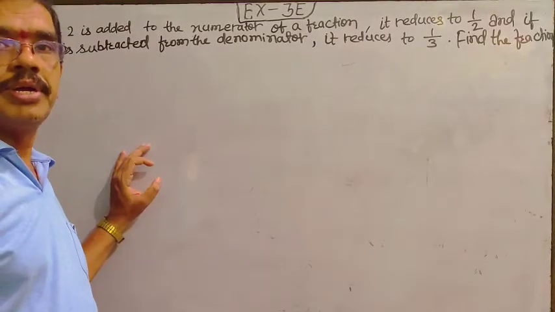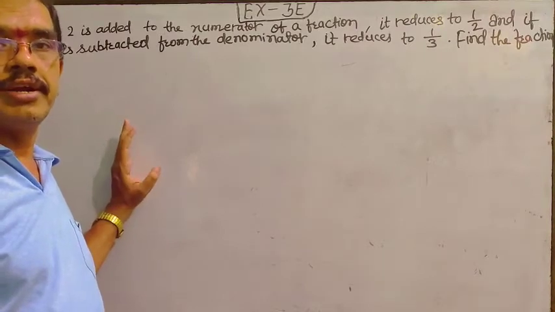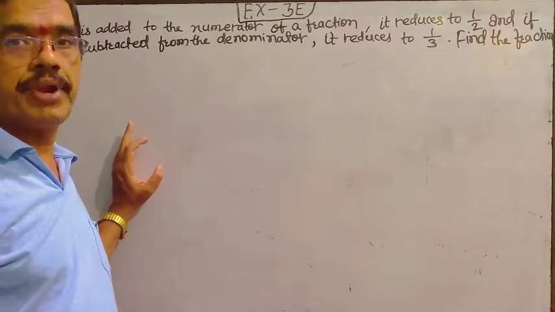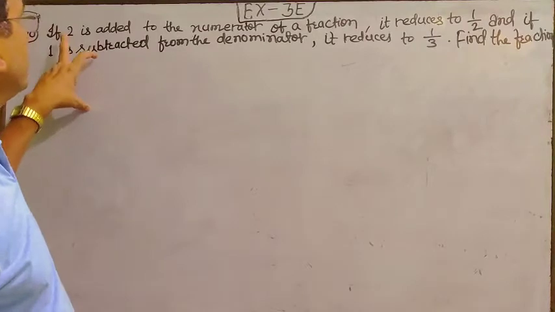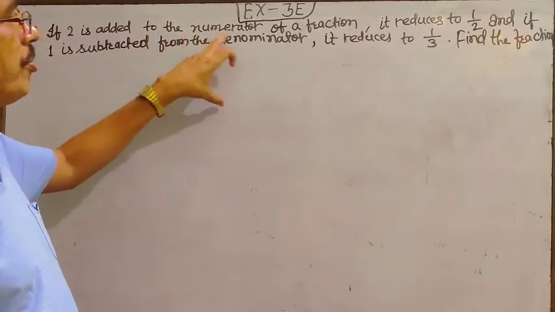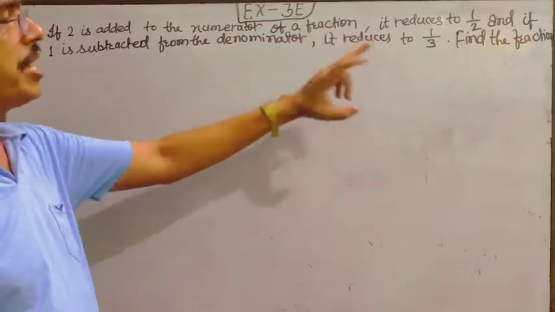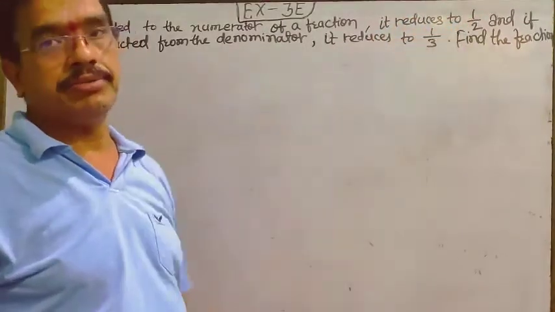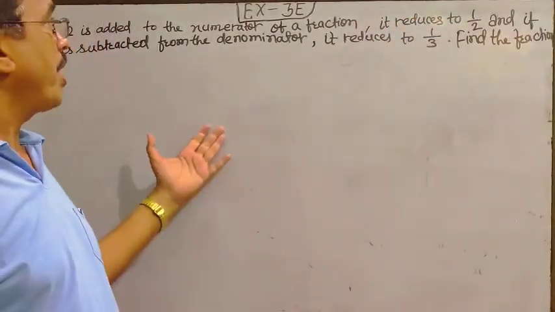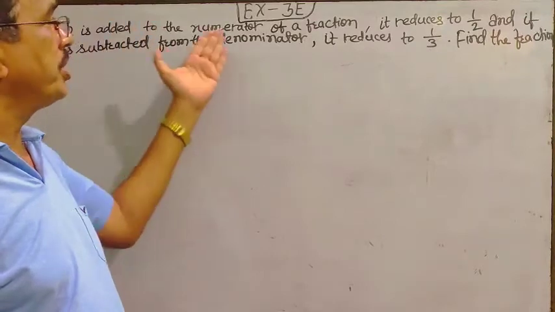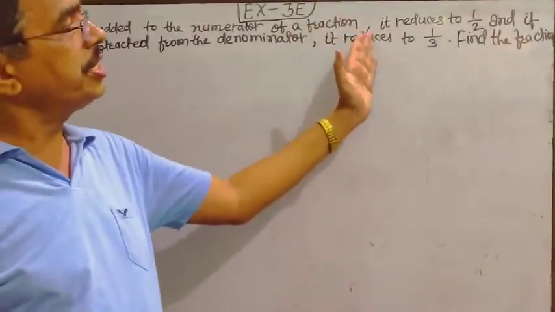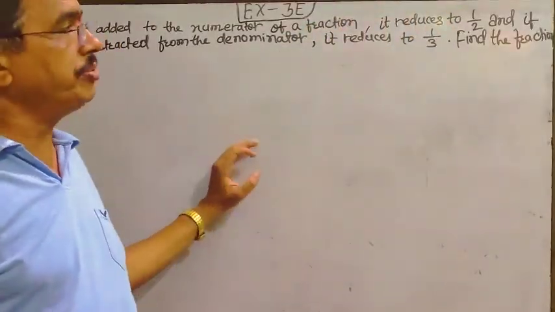Now see question number 20, and this question is related to the numerator and denominator of fractions. So dear student, here it is: if 2 is added to the numerator of a fraction, it reduces to 1 by 2. That means in any fraction, when we add 2 to the numerator, then we get it equal to 1 by 2.